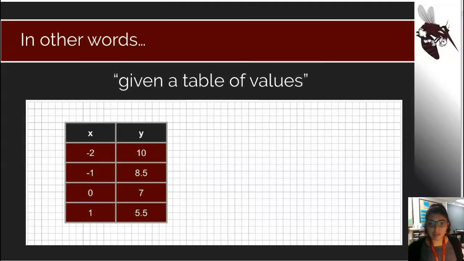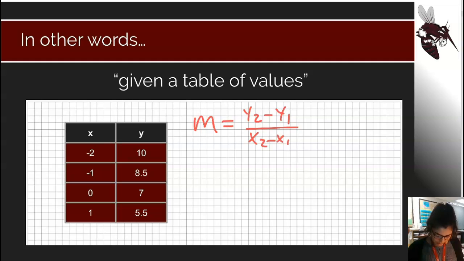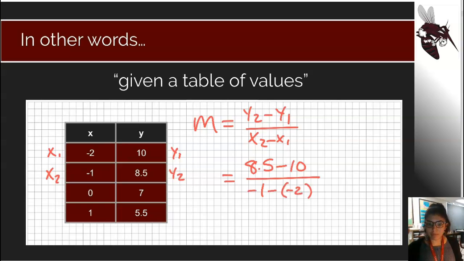So when we're given a table of values, we want to fill in that slope formula. So what we would do is write down our formula from our formula chart and find a first and a second x from my table, as well as a first and a second y from my table. Those are the numbers I'm plugging into this formula. So y2 is 8.5, I'm going to subtract 10 from that. And then x2 is -1, I'm going to subtract -2 from that.